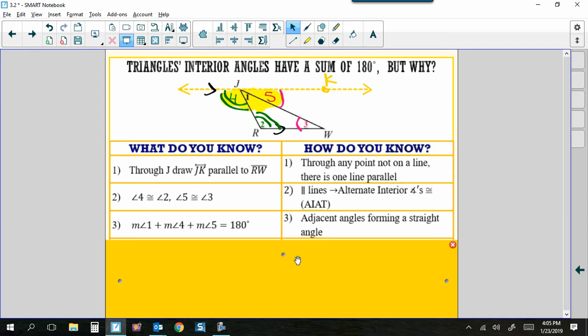Now, again, remember our goal. Our end game is to get angles 1, 2, and 3 to add up to 180. So if you look at our two lines, line 2 and line 3, we have some important information happening here. We know that angle 4 and 2 are the same. Well, I have angle 4 in my equation, but I want angle 2 in my equation. I also know that angle 5 is congruent to angle 3. I have angle 5 in my equation, but I want angle 3 in my equation.